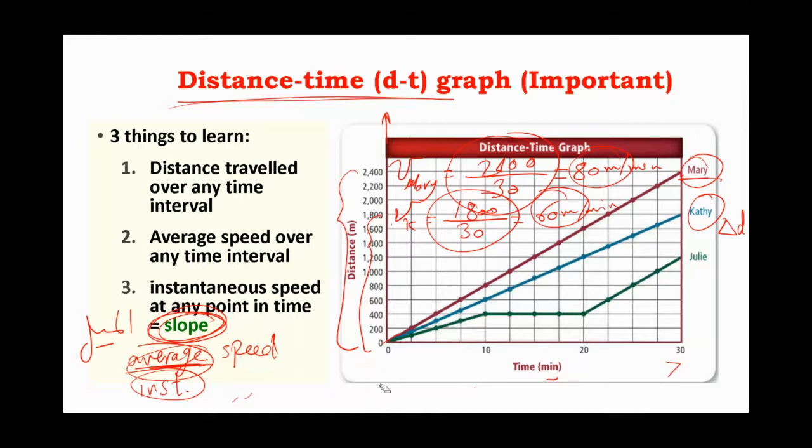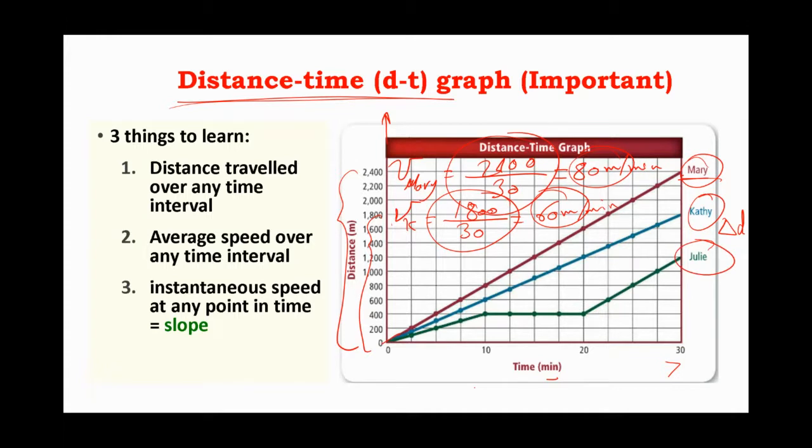The last thing here is to find the average speed of Jolie. I will take 5 minutes and I will finish. Her average speed is total distance over total time. What is the total distance? Total distance 1,200 over total time 30 gives you what? 40 meter per minute. This is her overall average speed.